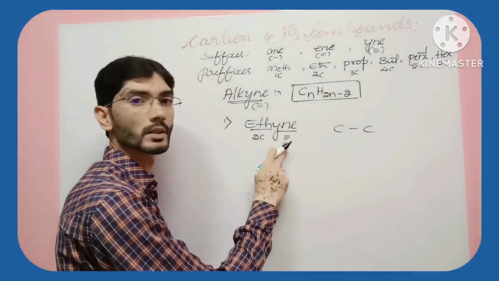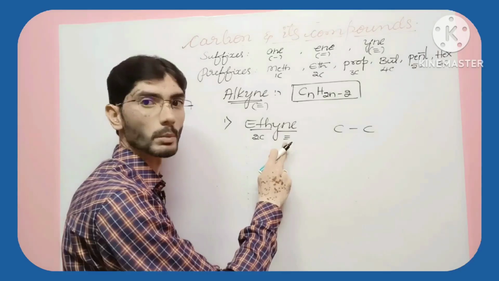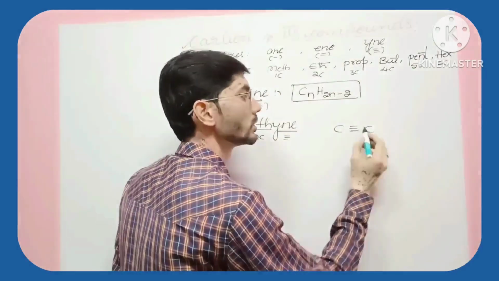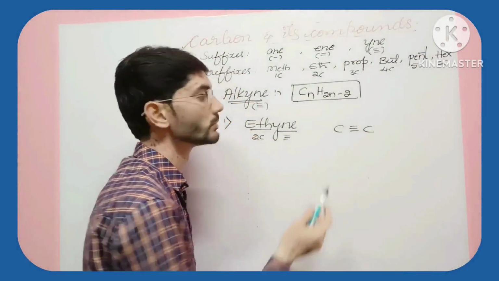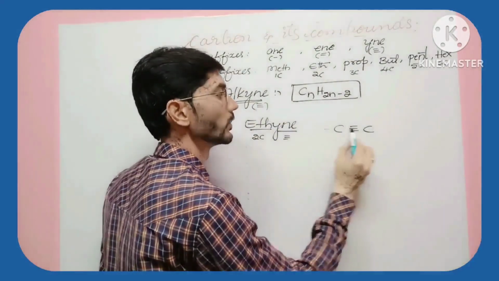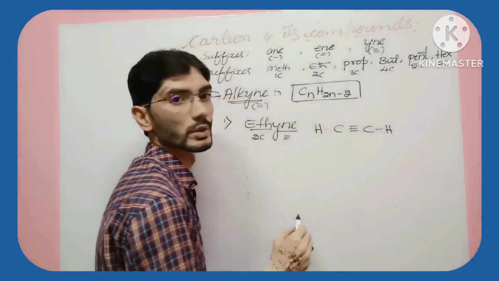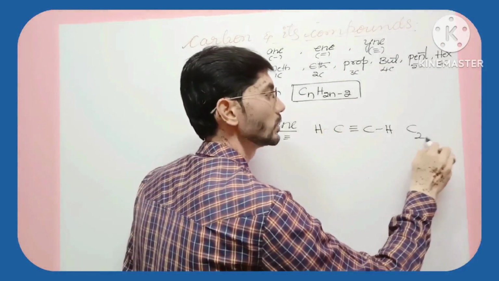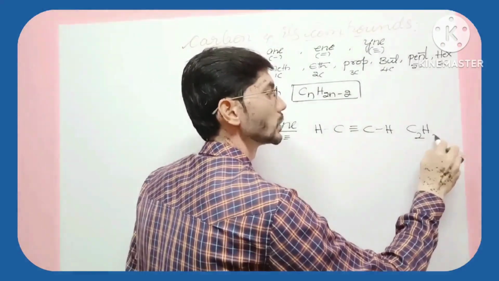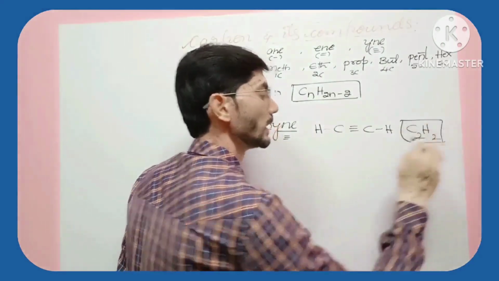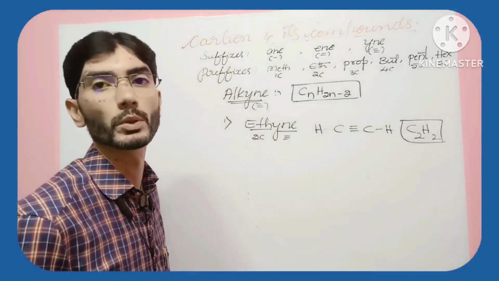And now as the triple bond is there, 1, 2, 3. And now you balance the tetravalency: 1, 2, 3, 4. On this side 1 hydrogen, and 1 hydrogen on the other. Now the formula is C2H2. So I hope you have understood.